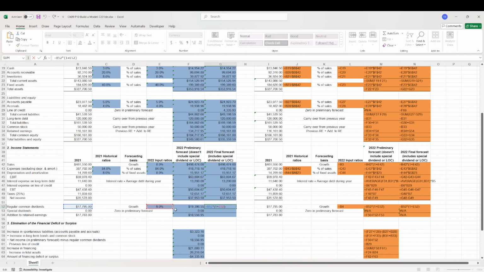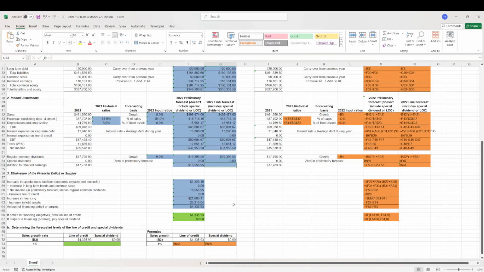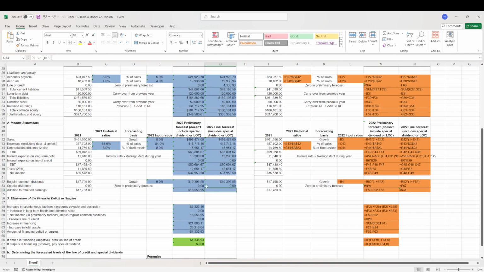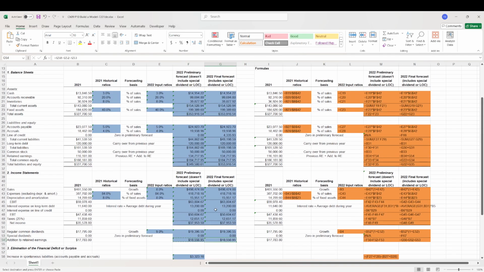I use previous dividend times 1 plus the dividend. And now the special dividend has to be equal to this number. Okay, but it's, again, 0. It doesn't matter to this specific question, but it's the right way to do it. Once I fill this in, if you look at the total liabilities and equities and the balance sheet assets, they're the same. So the balance sheet is actually balanced.